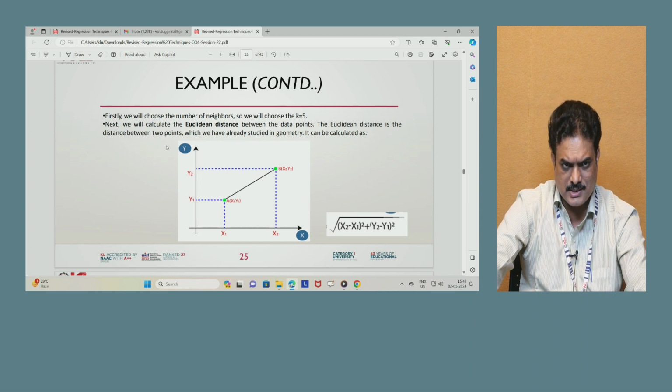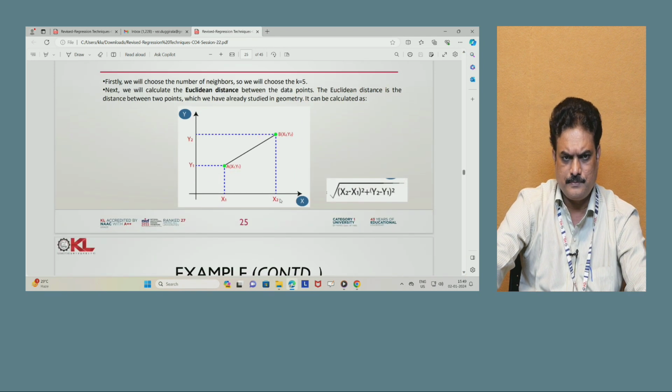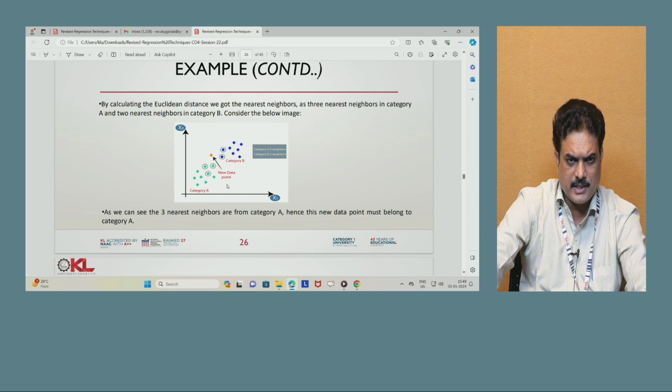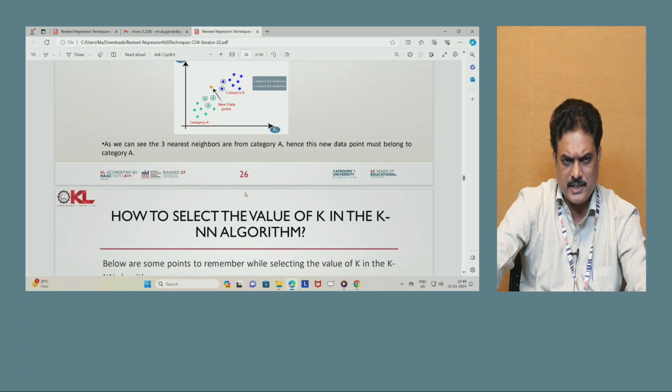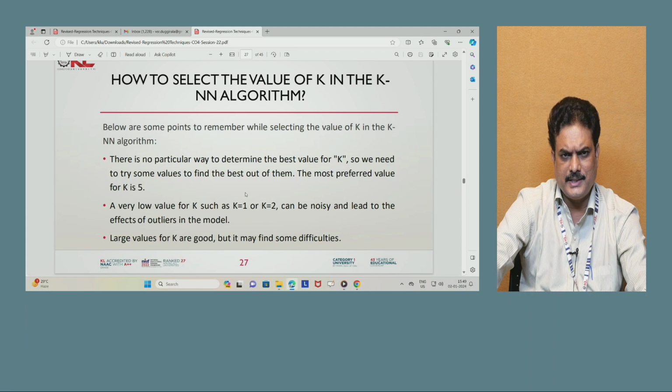The Euclidean distance is the distance between two points, which we have already studied in geometry. It can be calculated with the below equation. By calculating the Euclidean distance, we got the nearest neighbors: 3 nearest neighbors in category A and 2 nearest neighbors in category B. Consider the below image, with category A, category B, and the new point. Category A has 3 neighbors and category B has 2 neighbors. As we can see, the 3 nearest neighbors are from category A, hence this new data point must belong to category A. How to select the value of k in the KNN algorithm?